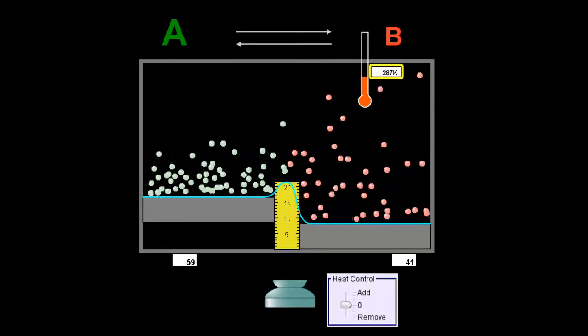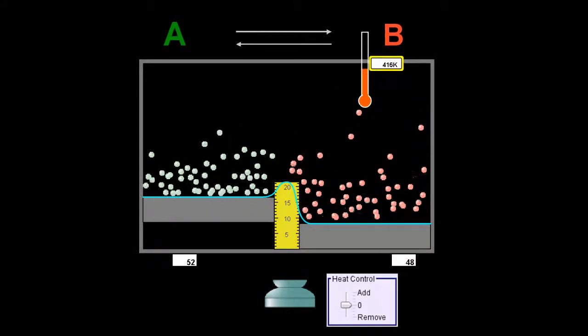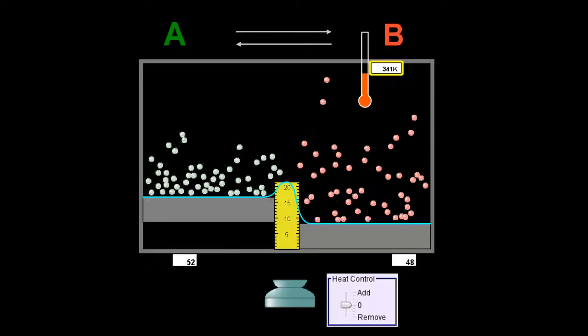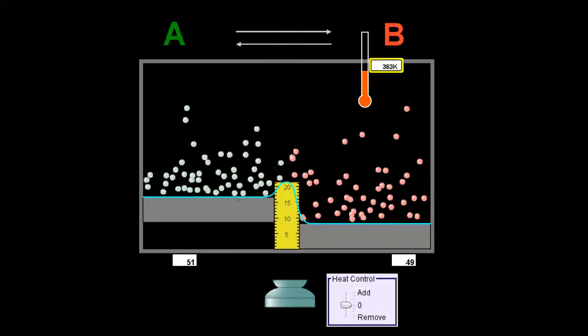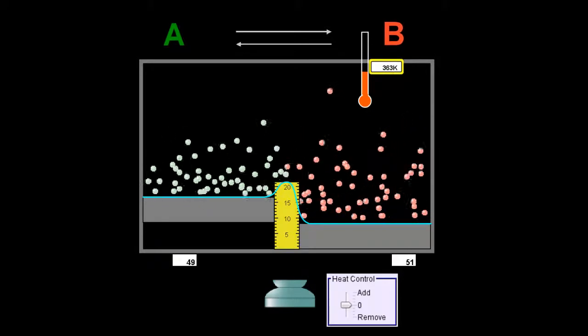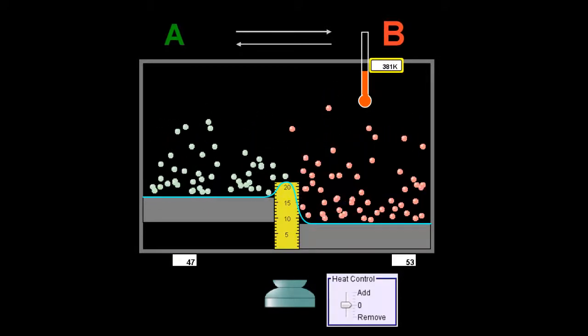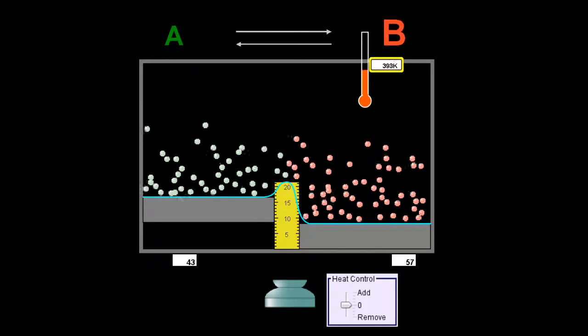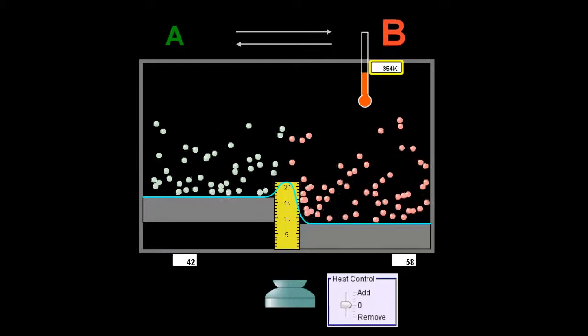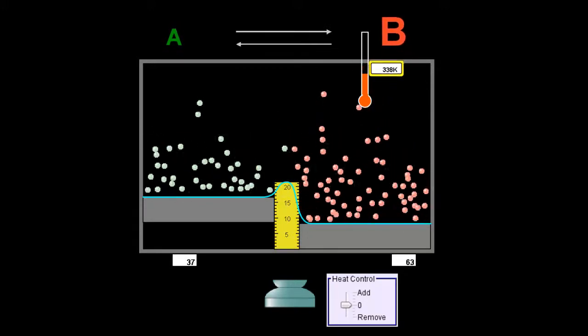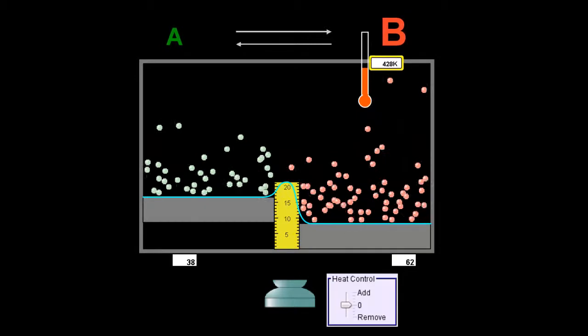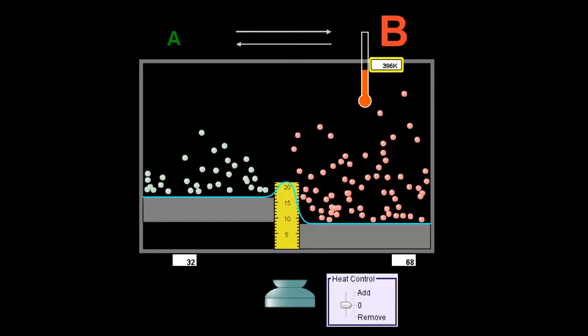And I'm going to establish an equilibrium, which is a state in which the relative numbers of green and red balls are going to stay constant. And so you can see even after a short amount of time that the number of green balls are decreasing and the number of red balls are increasing.